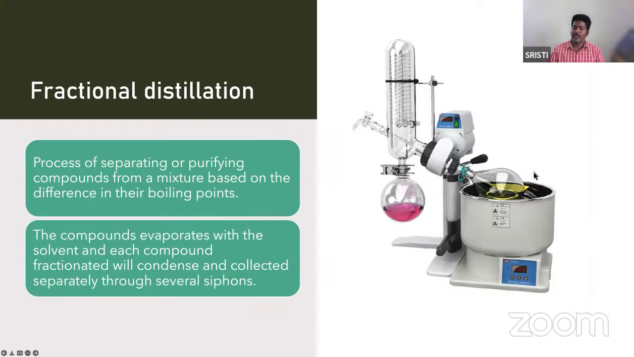In this instrument, you can see the water bath, with the flask attached, containing your extracted solvents. You can set the temperature of the water bath according to the solvent boiling point. When the solvent reaches the particular boiling point, the vapors go through the condenser, and then it condenses and collects in the siphon attached to the condenser.